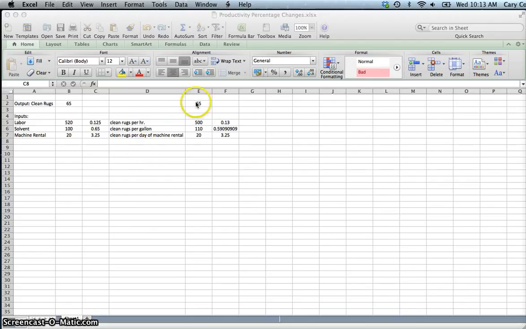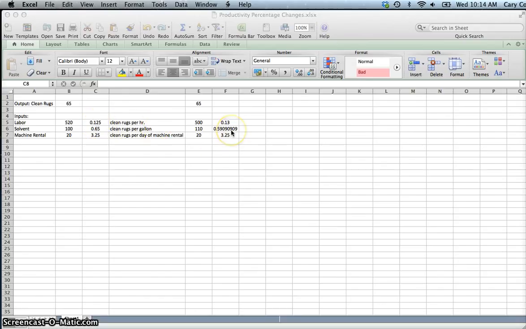Now, what we want to do is make a comparison to see if we've improved. And so the output is still the same, but even if the output were to change, we could recalculate the productivity measurements. It looks like our labor hours went down, maybe through some training, but it looks like we're using more solvent. And so this actually went up, and then it looks like machine rental days stayed the same. And so we would want to calculate the single factor productivity measurement. So once again, we would take the output and divide it by the inputs, and that gives us 0.13 clean rugs per hour. So there is some improvement.